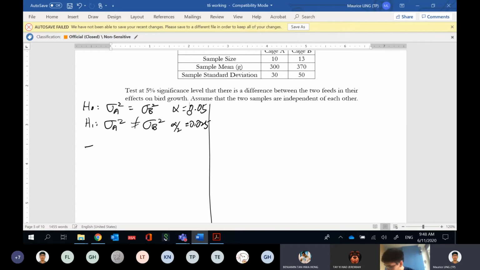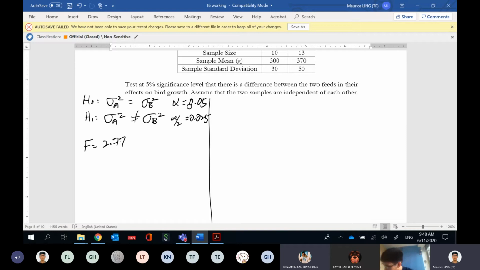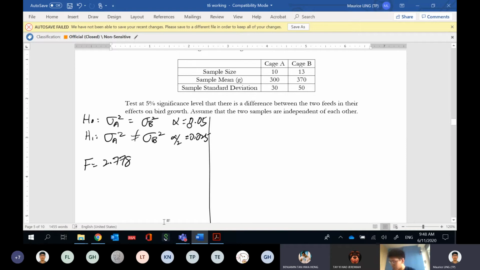Okay, so what is your F result? 2.778. Okay, because this is your standard deviation, make sure you square it. So it's 50 squared divided by 30 squared. Now, what is then the first and second degrees of freedom? First one is 12, the second one is 9. Yeah, 12 and 9. Make sure it's in the correct order.